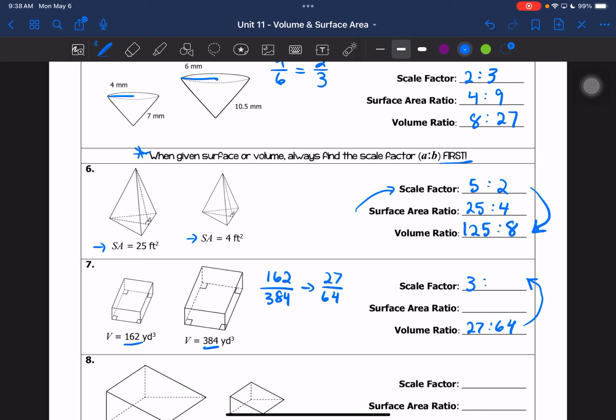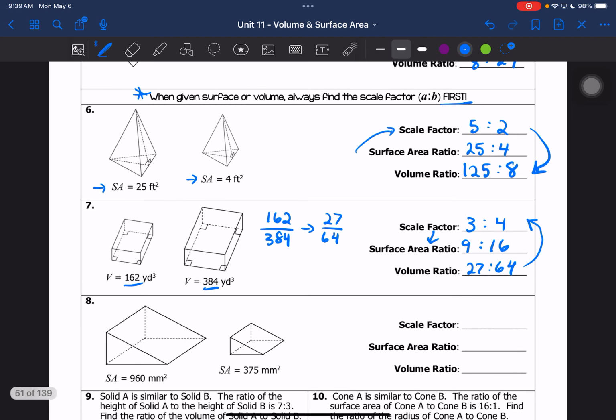3 times 3 times 3 is 27. The cubed root of 64 is kind of the same thing. What number can we multiply by itself 3 times to get 64? The answer is 4. 4 times 4 times 4 comes out to 64. Now you can find the surface area ratio. If the surface area ratio is a squared to b squared, then our scale factor is going to be squared. 3 squared is 9, and 4 squared is 16. So the surface area ratio is 9 to 16.